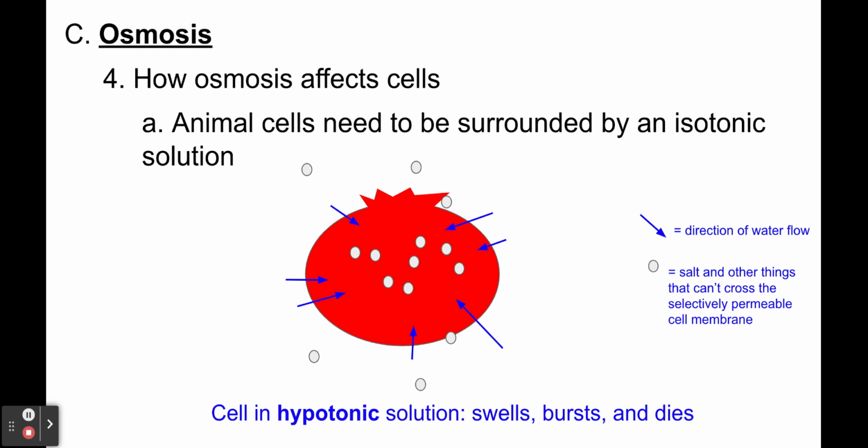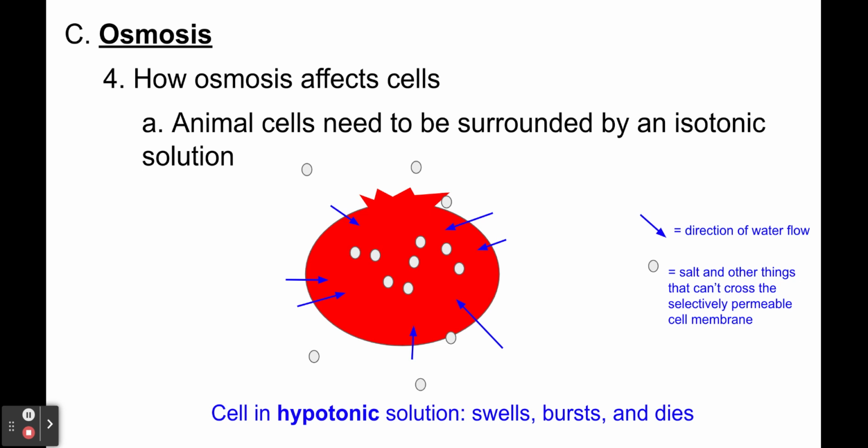And as that water flows in, think about a water balloon expanding. The cell is going to grow and grow and grow and swell and swell and swell until it bursts. And when a cell bursts, it dies. So if animal cells are in hypotonic solutions, they will swell until they burst and die. Ooh, this is a big issue.